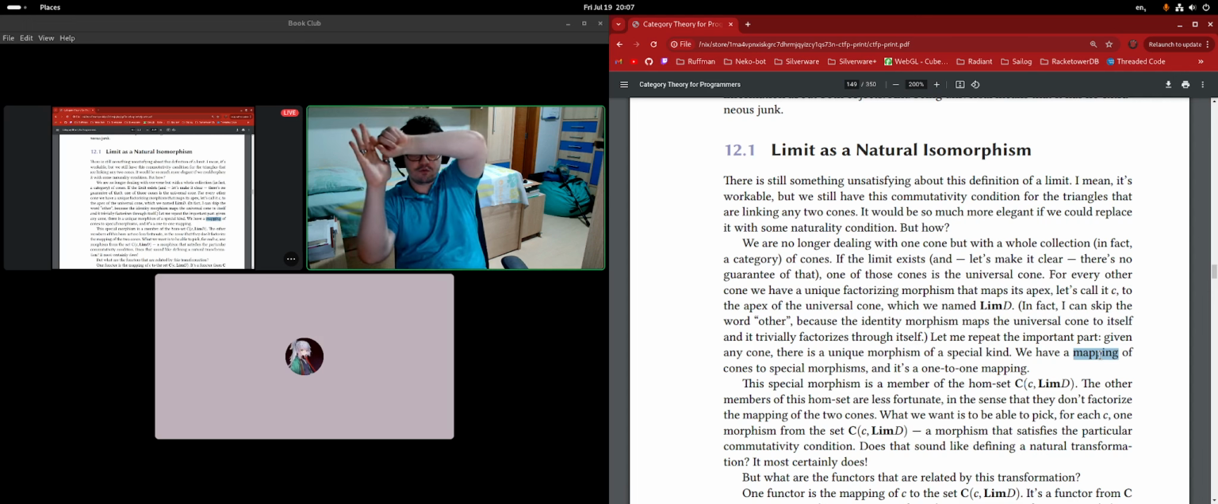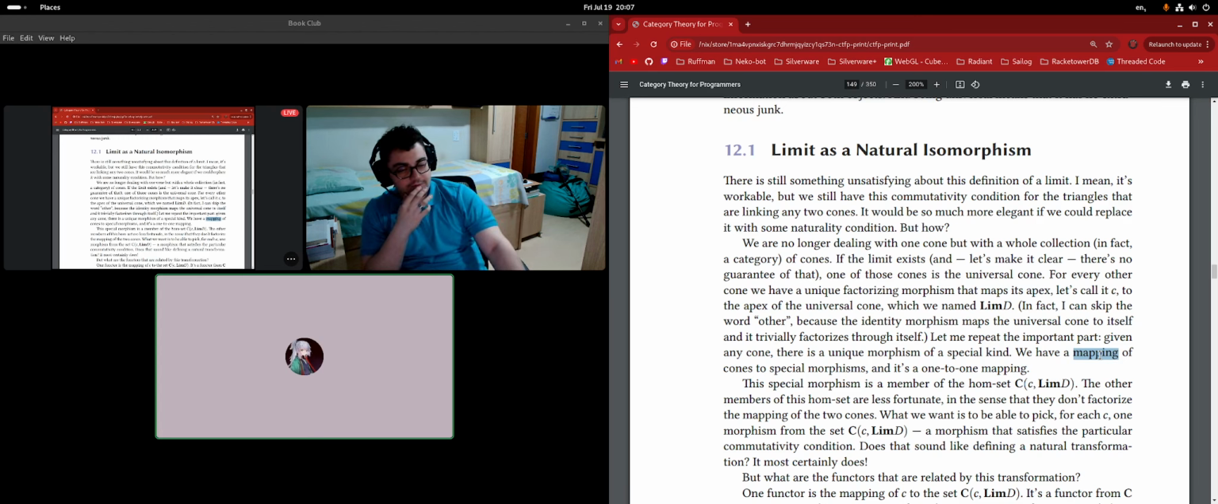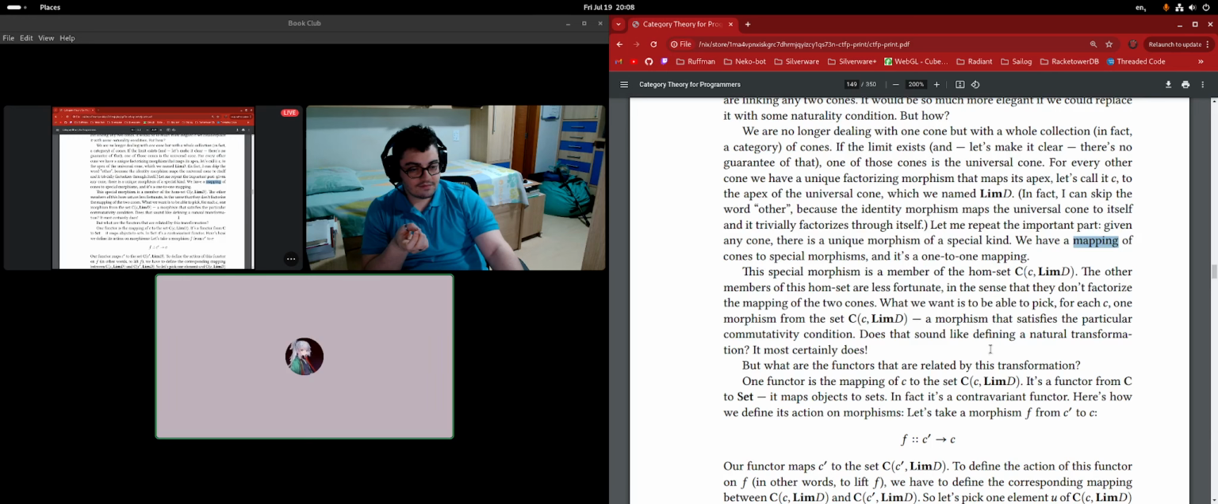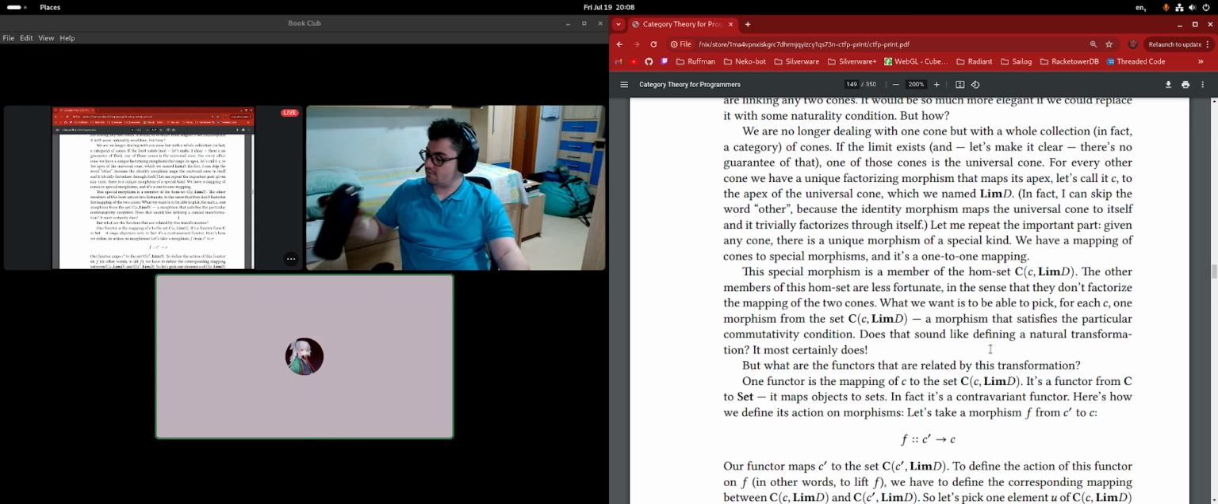There's another way of doing this. I suppose you could create a category where you can have morphisms as objects. No, we don't need that. That's why we have the hom set. Well, you could make a 2-category, I guess. We saw that in chapter 10, right? But yeah, it's basically just saying there's a unique morphism to the terminal cone, so there's a one-to-one mapping. That's kind of the bottom line here.